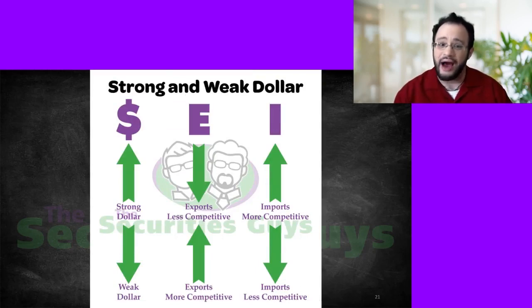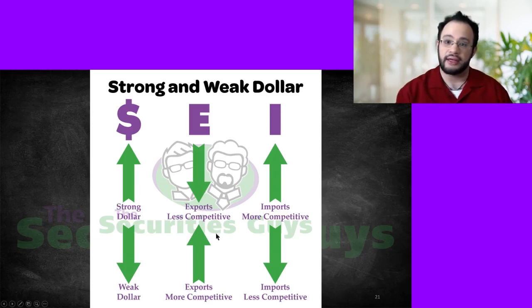This chart is how I think everyone should try and remember it and try and focus on it to deal with it. To remember this chart, remember, you're studying for the SIE, right? Not the SEI. So it's not the SIE here. It's the SEI. Dollars, exports, imports. When the dollar goes up, exports become less competitive. Imports become more competitive. When the dollar goes down, exports become more competitive. Imports become less competitive.